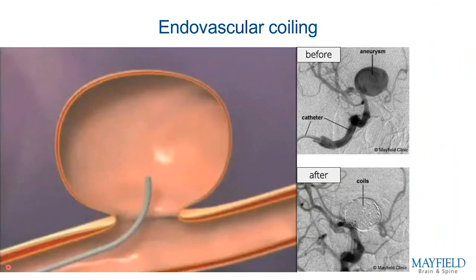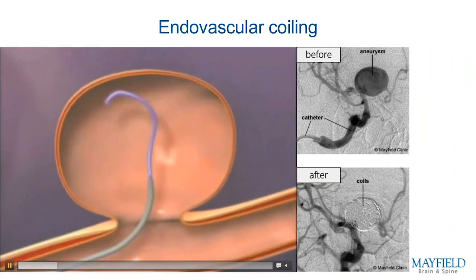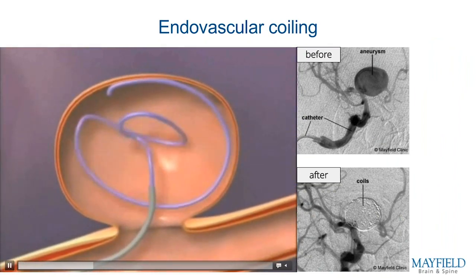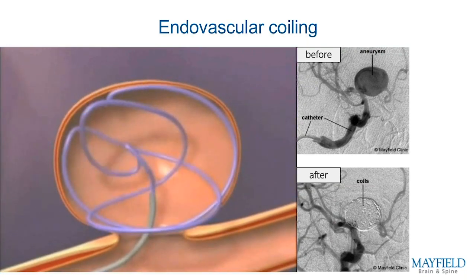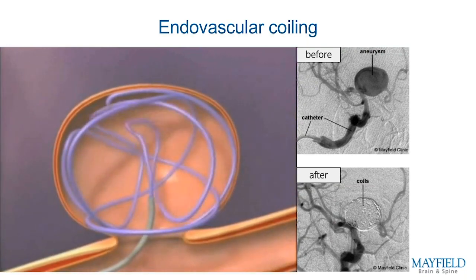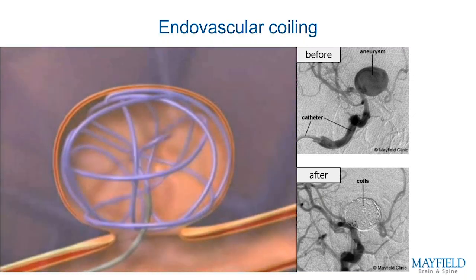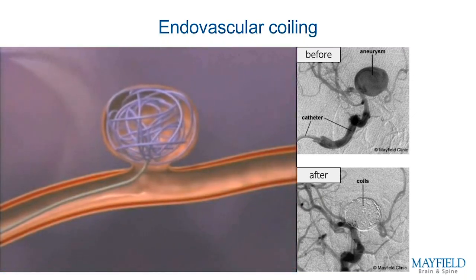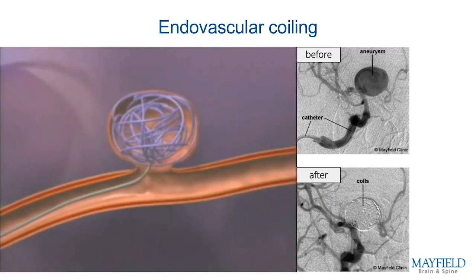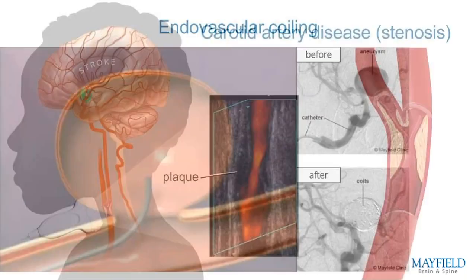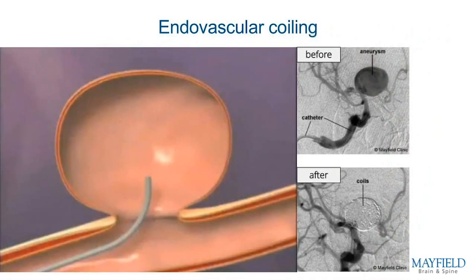So this is a short video or animation showing just the coils being deployed inside the aneurysm. And these angiograms, these show before and after. So before, you can see the blood in the aneurysm before it's packed. And then after it's packed, the contrast dye that they used earlier is no longer filling the aneurysm, so you can kind of see the outline of the coils faintly.